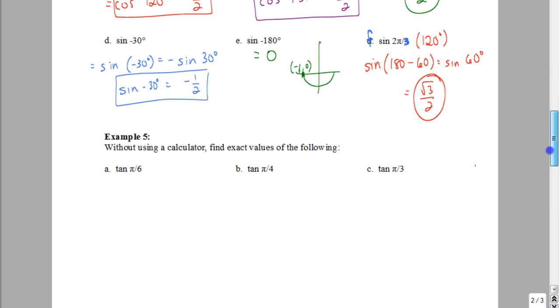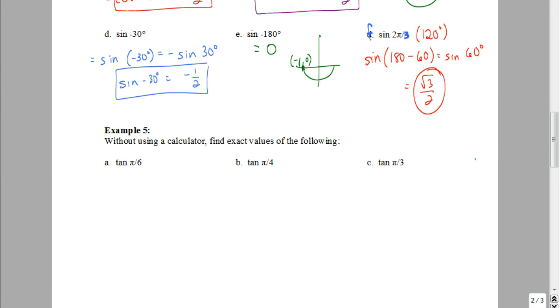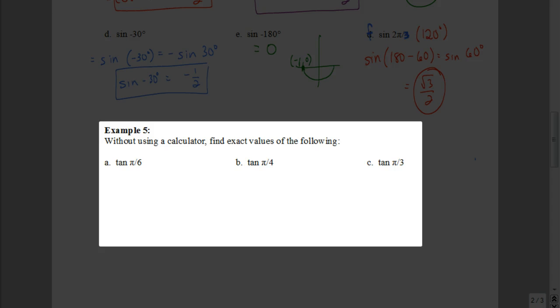Let's look now at tangents for some of these. For this first one, the tangent of pi over 6, when it's in radians, again, you want to first convert it to degrees. So this would be the same as 180 divided by 6, or 30 degrees. And recall that the tangent would be the sine of 30 divided by the cosine of 30, which is the one that we did on the other side. We end up getting square root of 3 over 3. So that would be your answer for letter A.